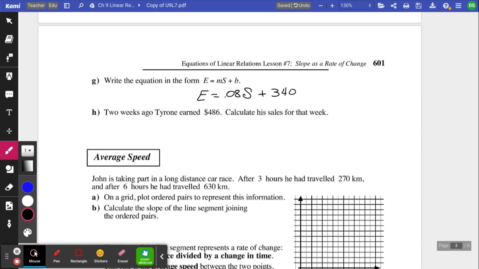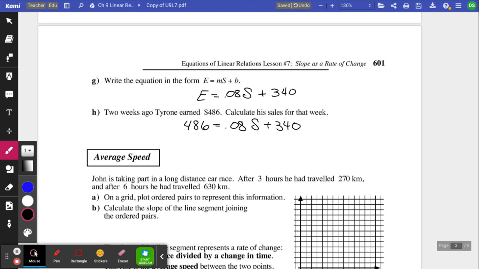Yes, Abby's saying yes. Okay, 2 weeks ago, Tyrone earned $486. He earned it. Is that your E or your S? E. So we're going to put the 486 right in there for my E, and we're going to find out what his sales were for that week.